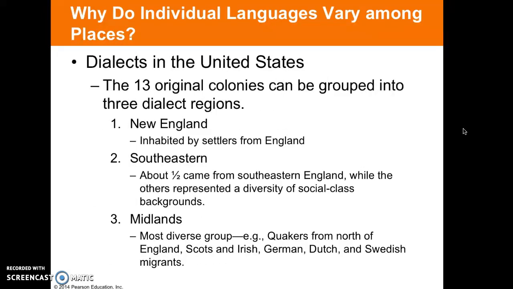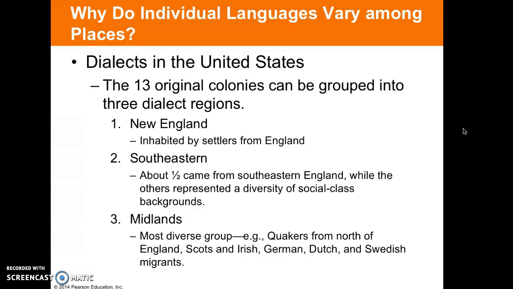The first part of our dialects in the United States can be traced back to the 13 original colonies. And so if you're going to start with mapping dialects in the United States, you start with those 13 colonies. And so you have 3 dialect regions. One, New England, inhabited by settlers from England. Then you have the southeastern area. So half the people in the southeastern area came from southeastern England, and the others represented a diversity of social class backgrounds. There were a lot of penal or prison colonies established in the southeastern United States by England. And so a lot of that diversity of social class backgrounds comes from the history of penal colonies.